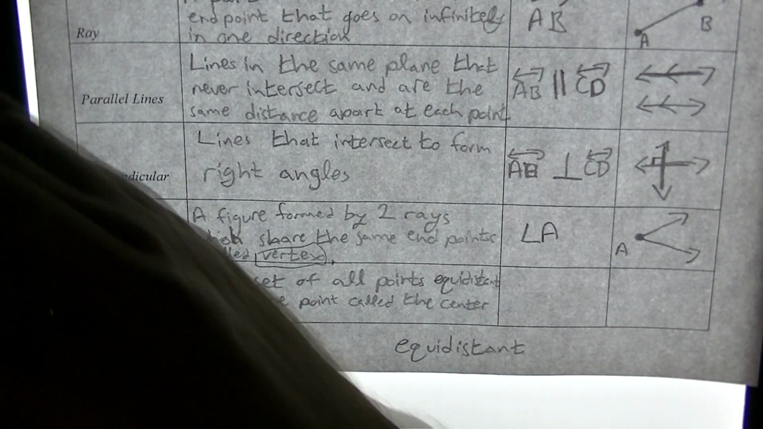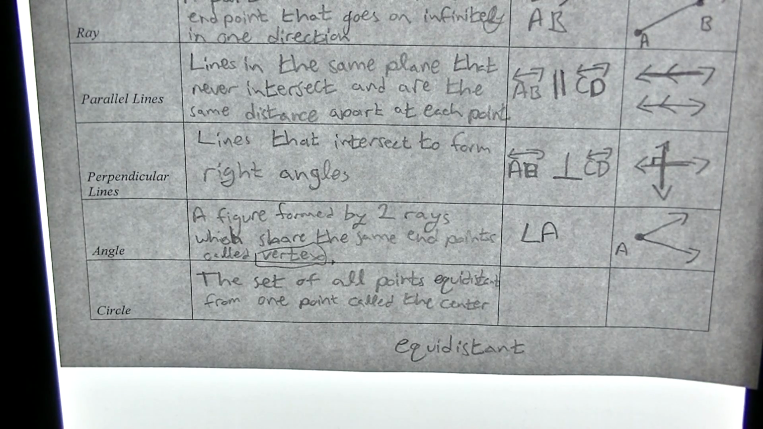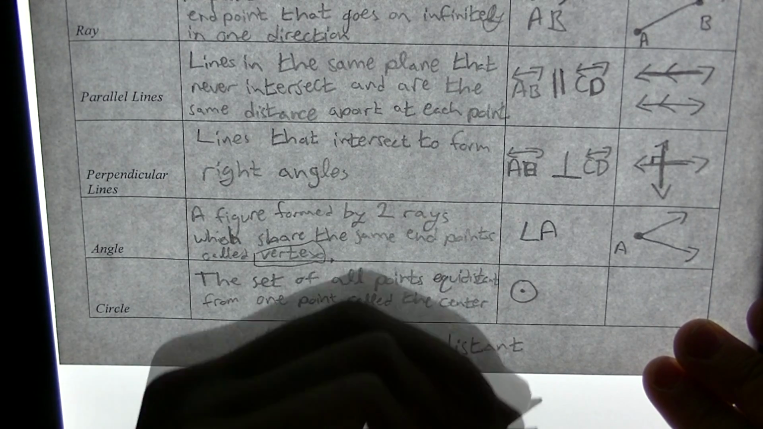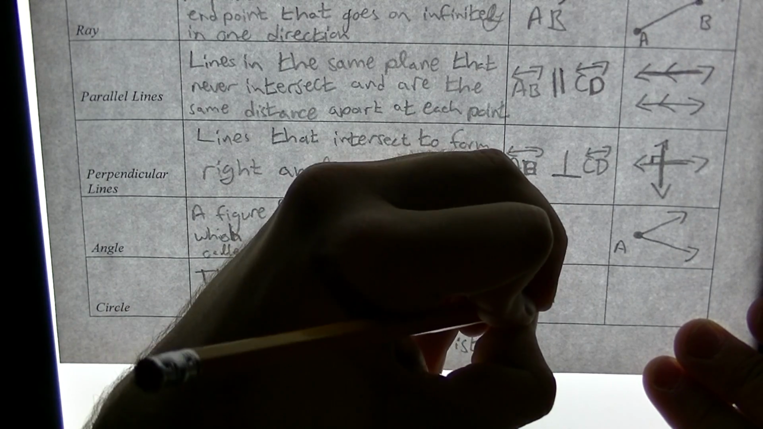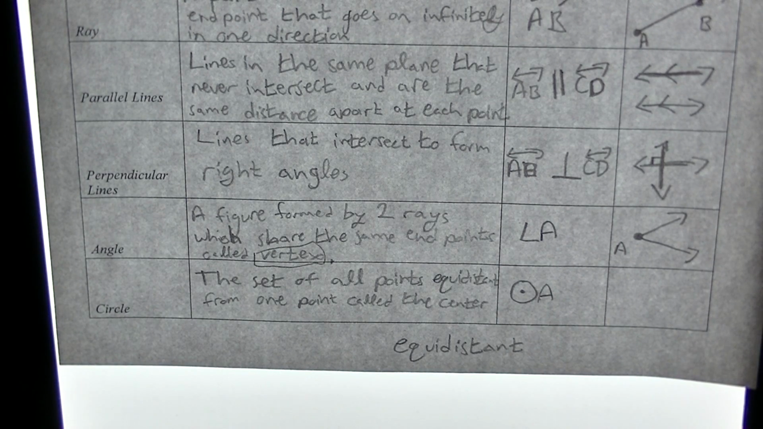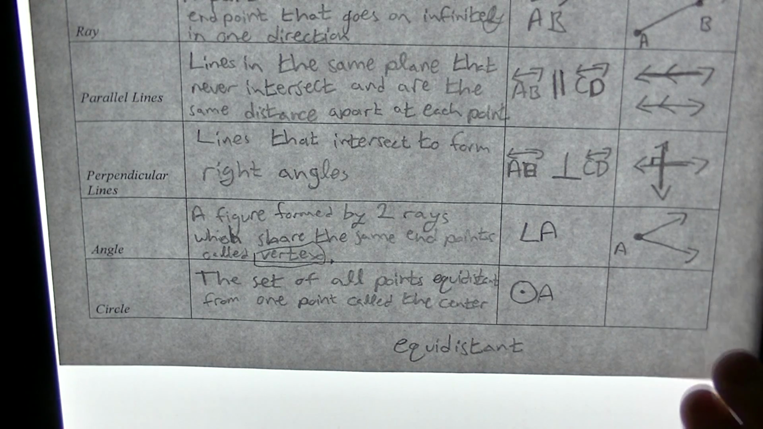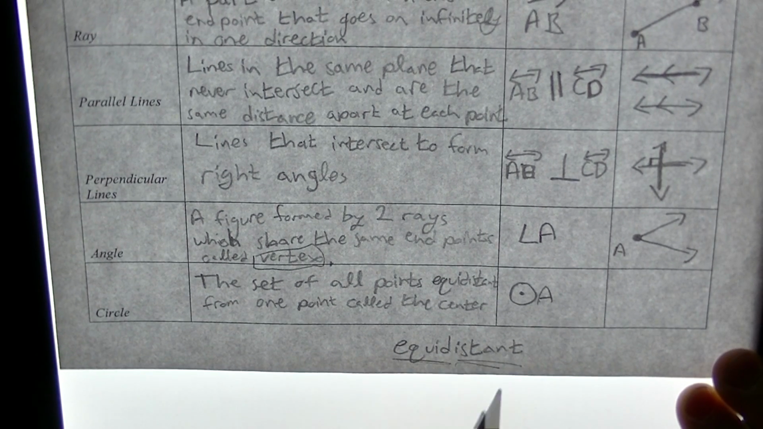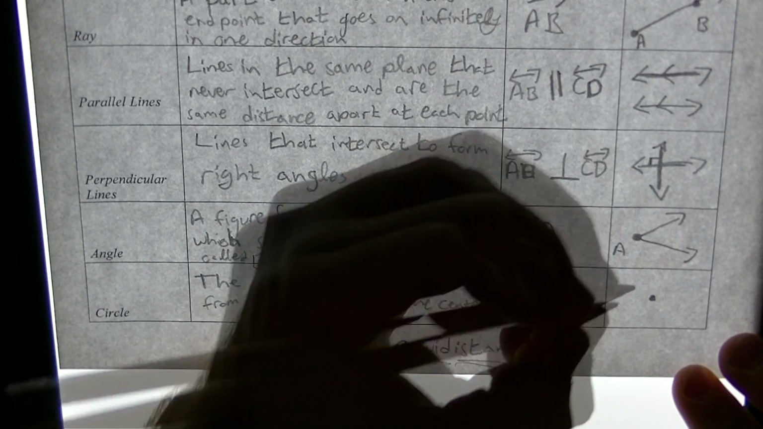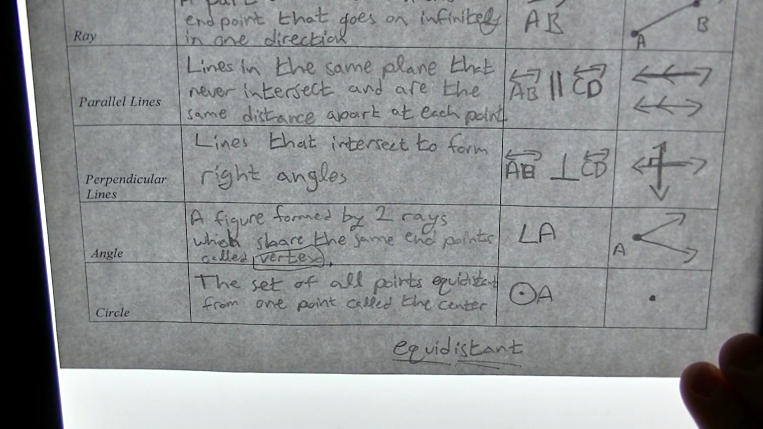And the way I'd write it out would be circle, that's the symbol for circle, and I'll call it circle A. And so let's see, it's the set of all points equidistant, that means equal distance, from one point called my center. Well, if I have one point over here, and I want to find a whole bunch of points that are the exact same distance from that center, jeez, cat.